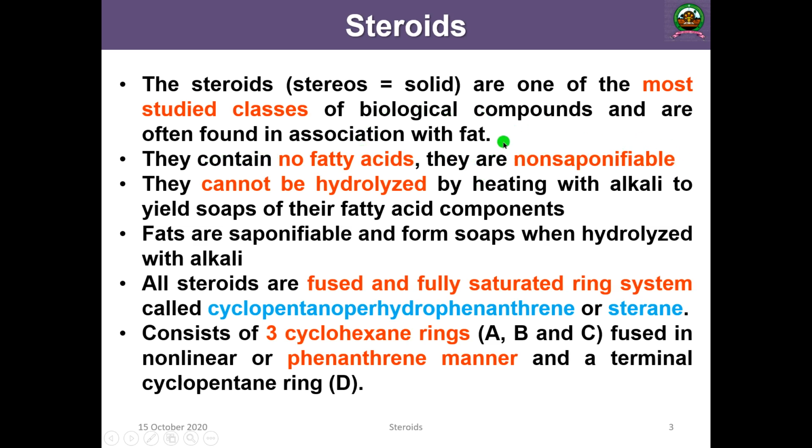What is meant by non-saponifiable? That means they cannot be hydrolyzed by heating with alkali to yield soap of their fatty acid component. You know that glycerol is the principal component in soap. In soap manufacturing, glycerol also is produced as one of the important byproducts. But fats are saponifiable and form soap when hydrolyzed with alkali.